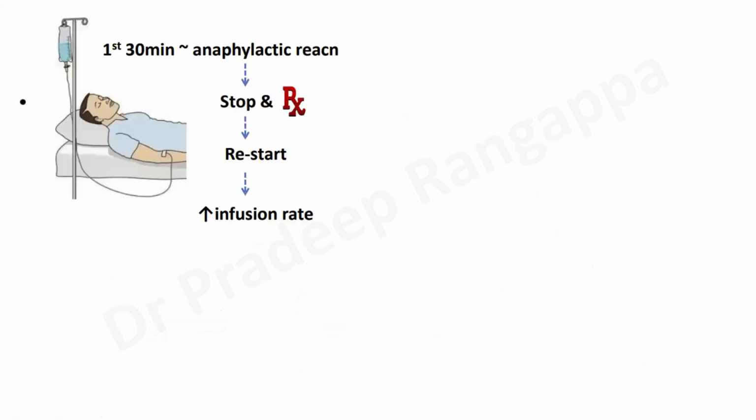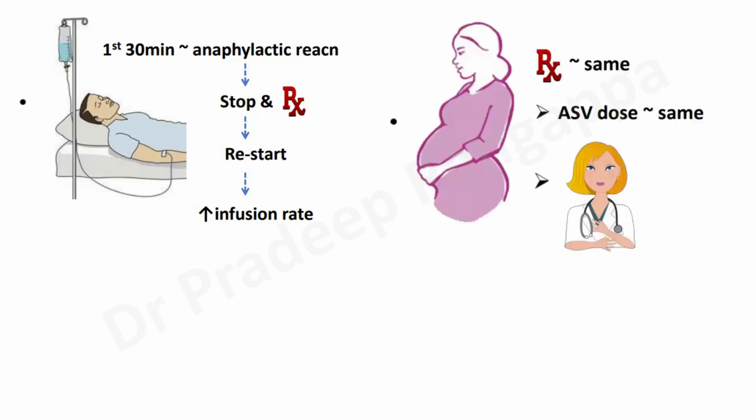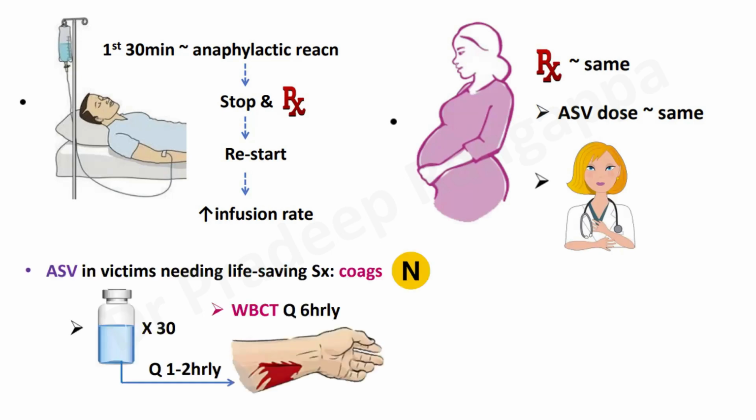Once you start the ASV, they can have an anaphylactic reaction. If they have anaphylaxis, stop the ASV for some time, treat the anaphylaxis, but the quintessence is to restart ASV. At no cost should ASV be withheld or withdrawn. Even if they have anaphylaxis, you have to treat it and restart ASV, and then slowly increase the infusion rate. What about pregnancy? Even in pregnancy, the treatment is the same, the ASV dose is the same, but in pregnant ladies, a gynecologist or obstetrician has to be involved to take care of the fetus and any other complication that may set in.